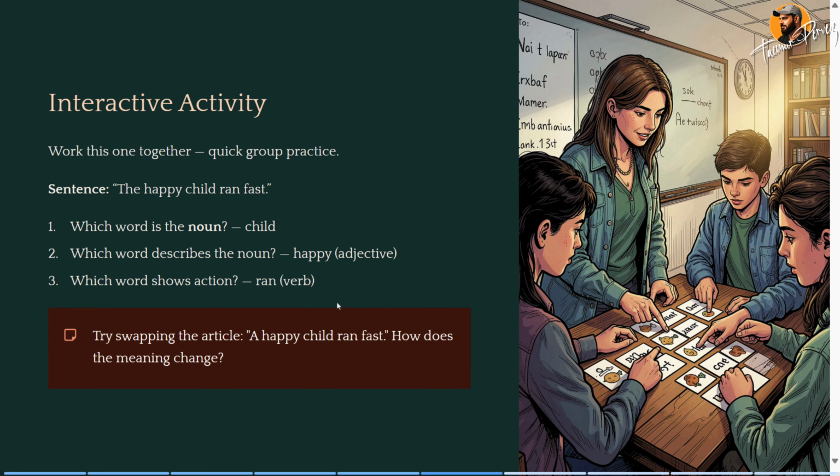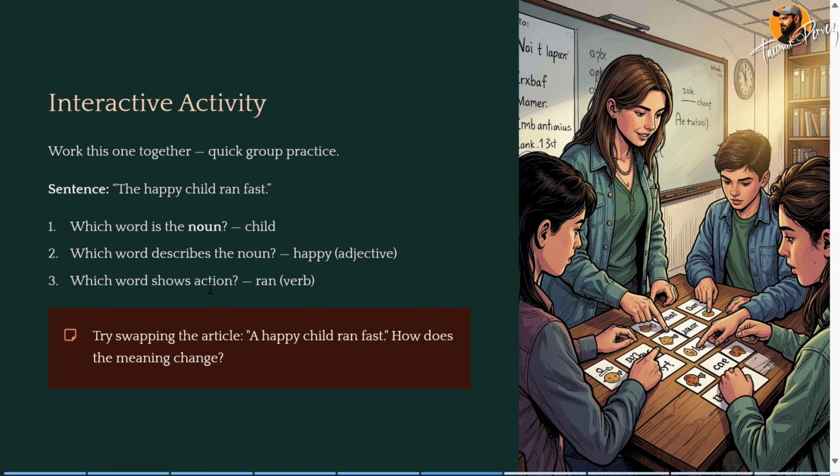So coming towards the interactive activity, you have to work in this. You have to grab a friend or a family member. The sentence is, the happy child ran fast. Now think about it, read about the sentence and then answer these questions. Which word is the noun? Which word describes the noun?